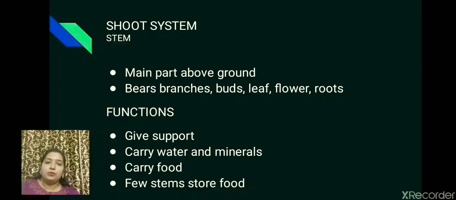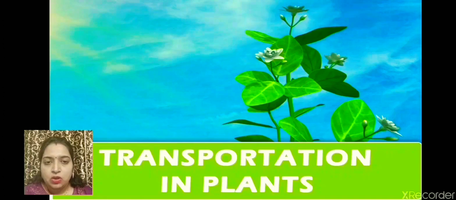Also there are a few stems which store food, like potato, onion, then sugarcane. These plants store food. So the stem helps in transportation of water, minerals and food to different parts of a plant.